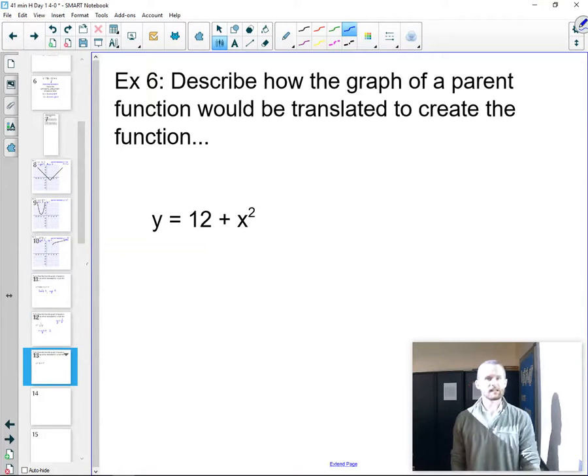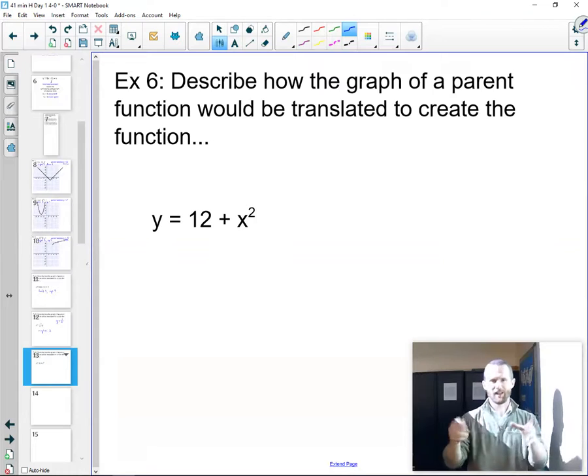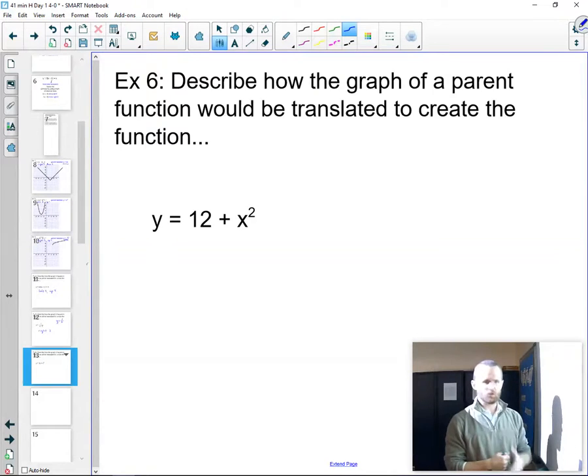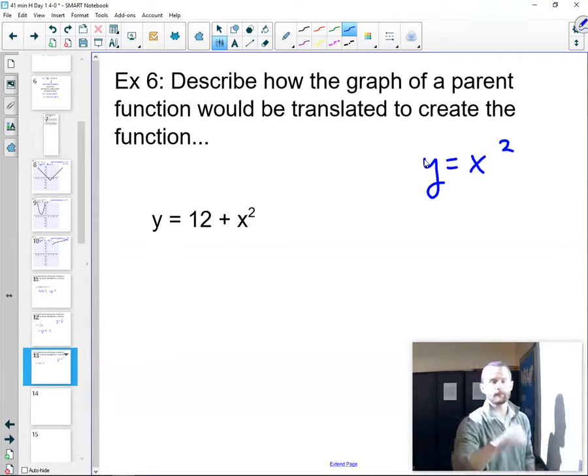Last one for this video. And again, I'd like you to try this one on your own. Pause the video, think about it, come up with your answer, then we'll go over it together. 3, 2, 1, let's go. It's y equals 12 plus x squared, so the parent function, it's a quadratic, that's just y equals x squared.